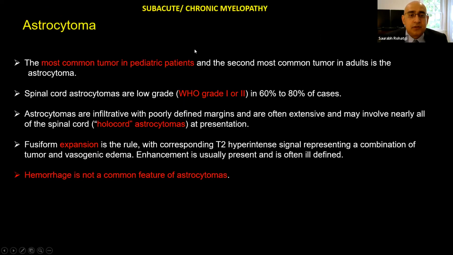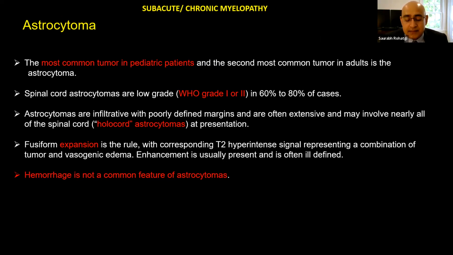The second most common tumor, and the most common in pediatric populations, is an astrocytoma. These are usually WHO grade 1 or 2. As opposed to ependymomas, astrocytomas are infiltrative with poorly defined margins and may involve the entire spinal cord, known as holocord astrocytomas. Fusiform expansion is the rule with corresponding T2 hyperintensity. And hemorrhage is not a common feature of astrocytomas.